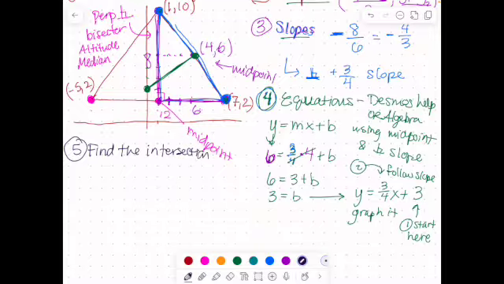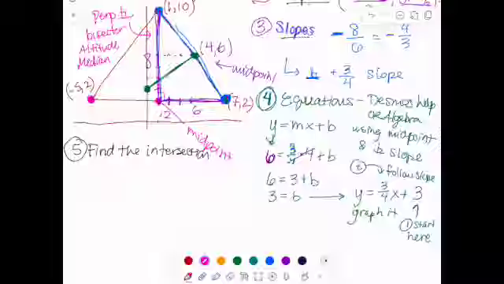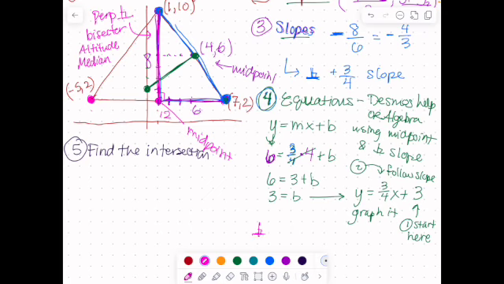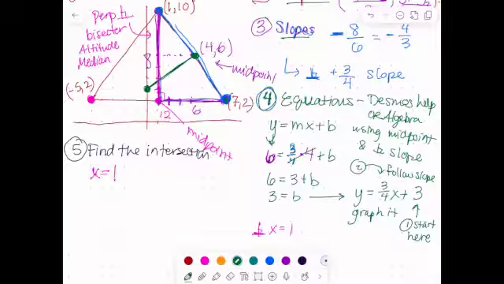One thing I forgot to do with this perpendicular line is say what that equation was. So I should add that to my equations. I'm going to say this other line, this vertical one, and yours on the test is going to be horizontal, I believe. Yep, it is. So the perpendicular slope is x equals 1. So we want to find the intersection between the x equals 1 and y equals 3/4 x plus 3.